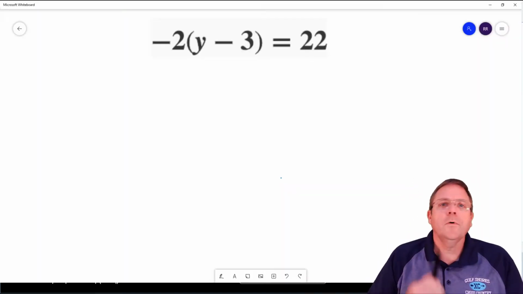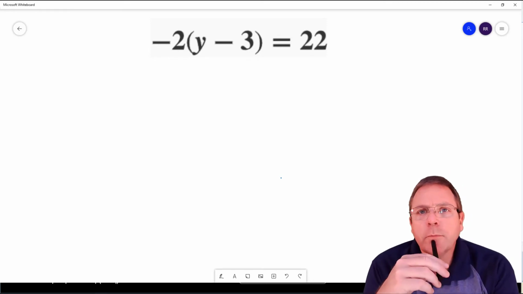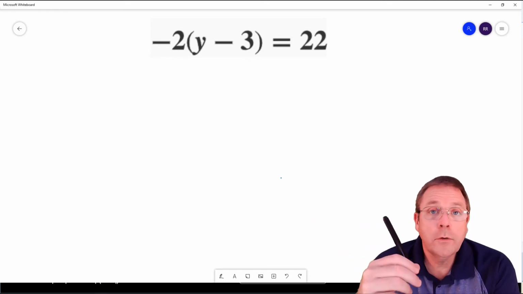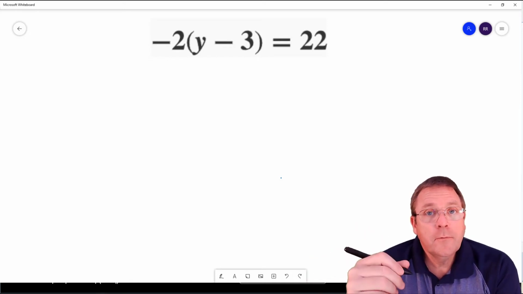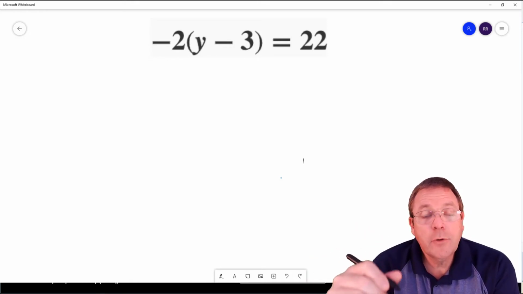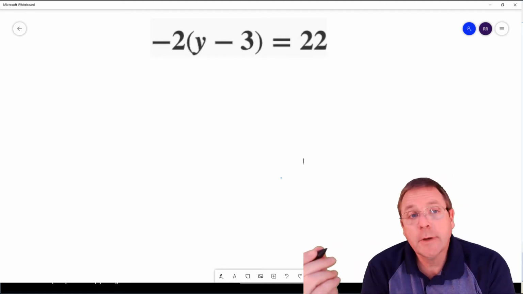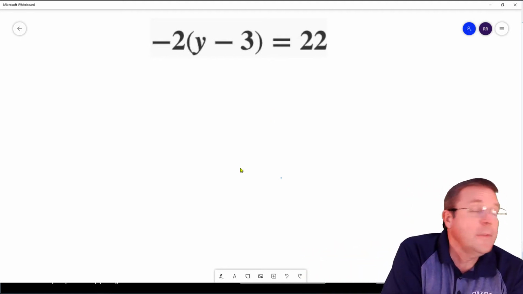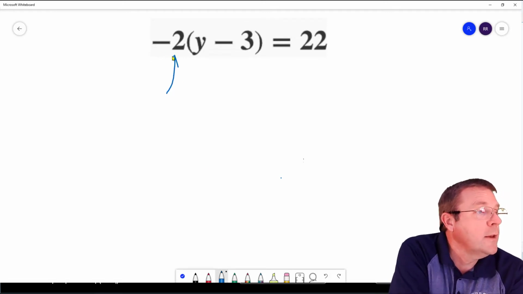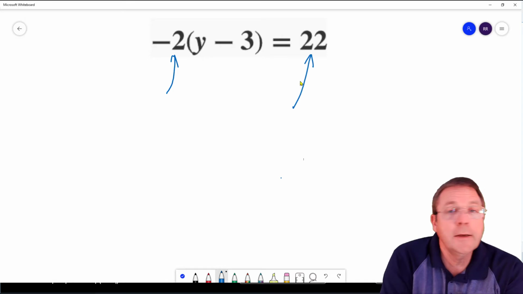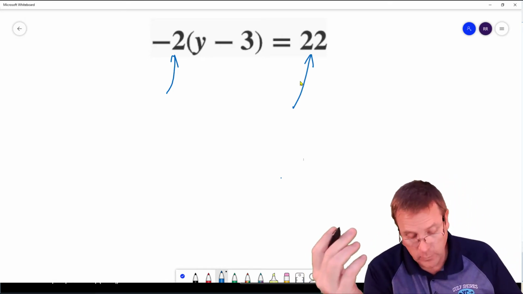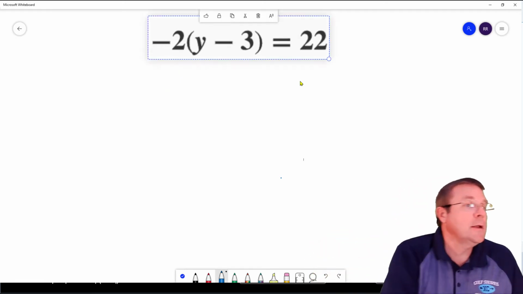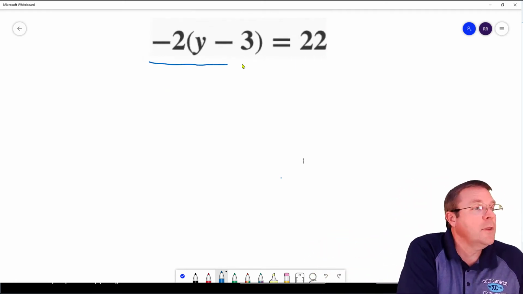Now, as I said before, we have choices. We can use the division property of equality first, or we can use the distributive property first. Sometimes the division property is easier, sometimes it's not. This one, it's actually going to be easier. The reason I know this is I'm looking at it and asking, does negative 2 divide into 22 an even number of times? And the answer is yes, it absolutely does. 22 divided by negative 2 is negative 11.